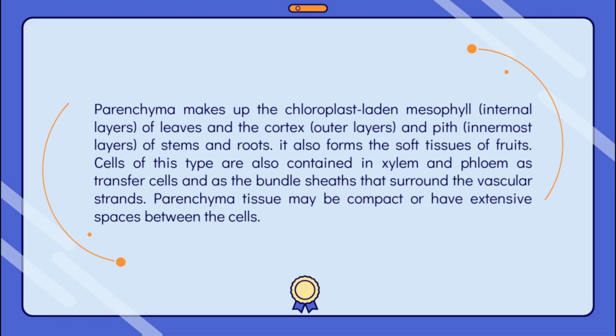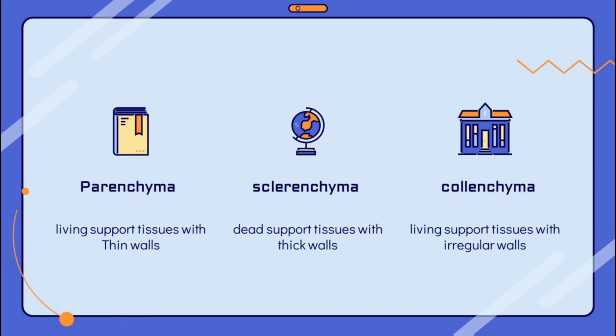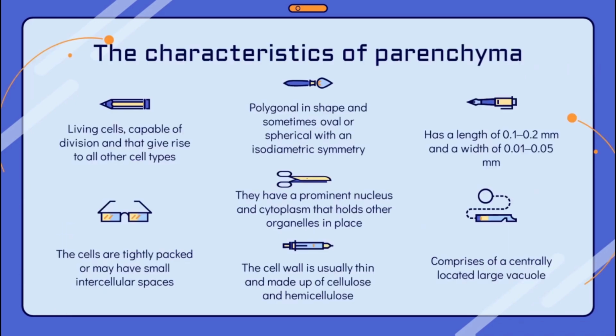Cells of this type are also contained in xylem and phloem as transverse cells and as the bundle sheaths that surround the vascular strands. Parenchyma tissue may be compact or have extensive space between the cells. Parenchyma is one of the three main types of ground or fundamental tissue in plants, together with sclerenchyma, which supports tissues with thick walls, and collenchyma, living support tissues with irregular walls.